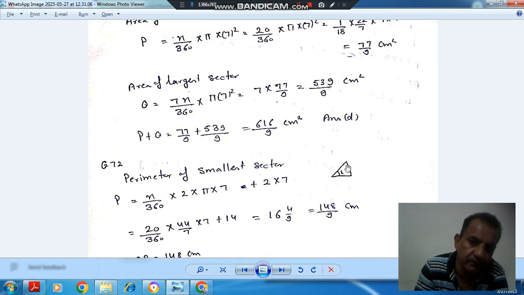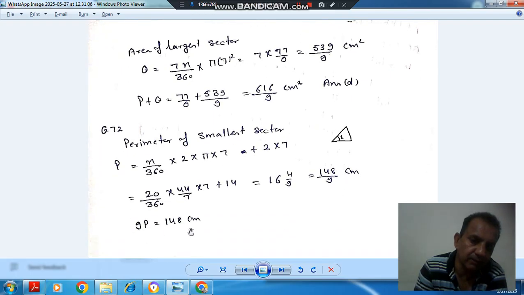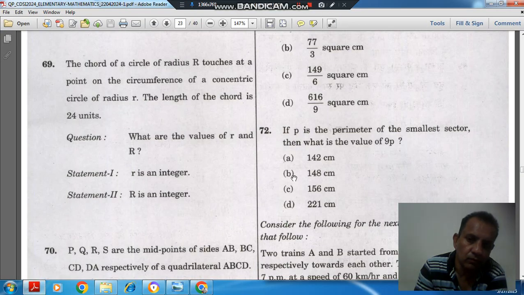This is the center. Okay, so now we put the value of x as 20 and pi as 22/7. We get p as 149/9, or 9p as 148 centimeters. So the answer is option B.